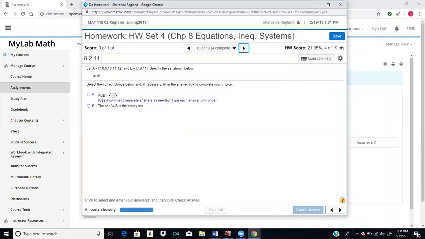And so here, this is dealing with the union. So the union of A and B. And so we have 7, 8, 9, 10, 11, 12 in this one, 7, 8, and 11 in this one. So the union is all of it because 7, 8, and 11 are in this one. So the union will be 7, 8, 9, 10, 11, 12.